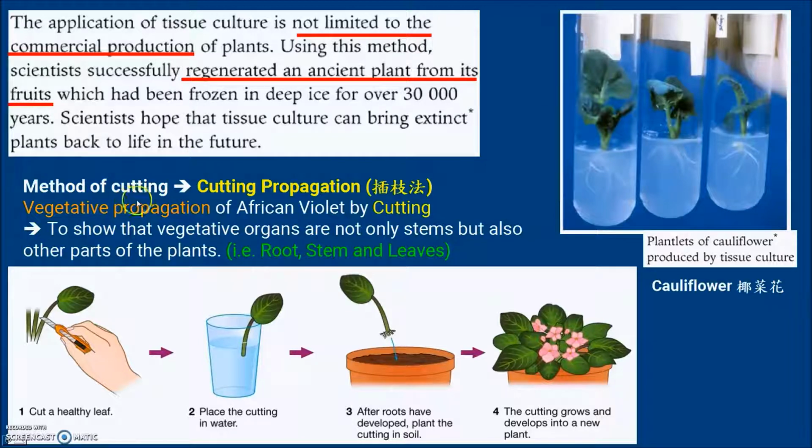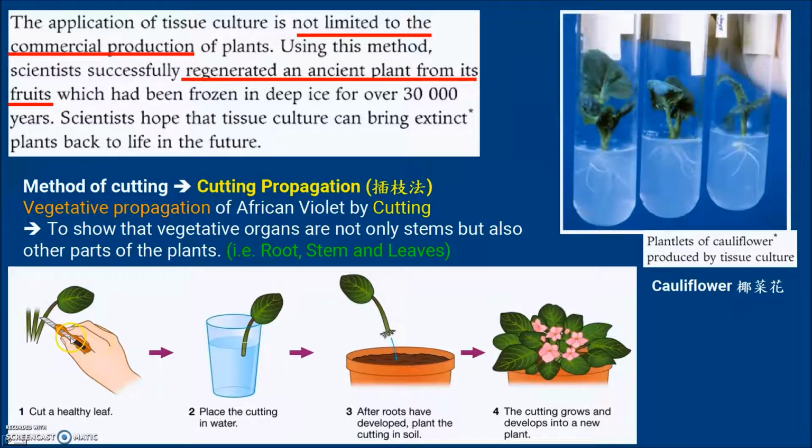So for the method of cutting, it has the name cutting propagation. Actually, it's a kind of vegetative propagation, and the example you can also find in your book. That's the African violet. By cutting, we can also reproduce it. For this part, we cut a part of the parent plant. Now remember, we cut a part of the parent plant, but not just a small piece of tissue. That's the big difference between cutting propagation and the tissue culture.